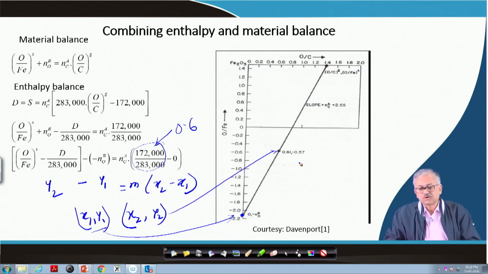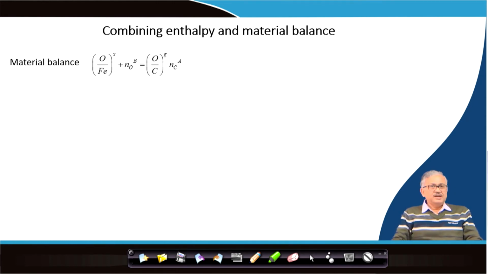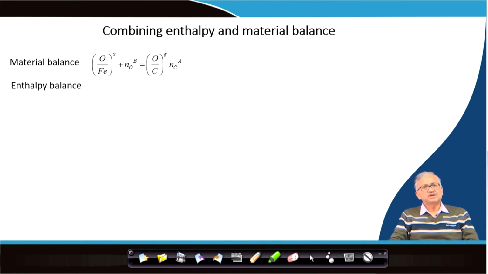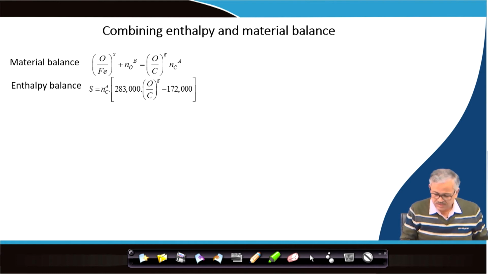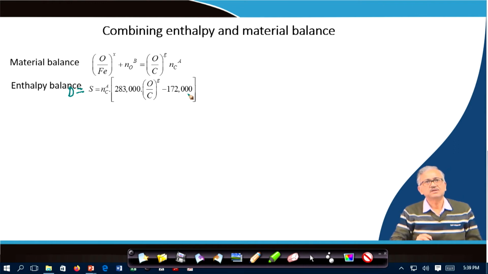And then on the operating line, we have done the enthalpy balance, and we have developed a relation where demand is equal to supply. We have also done the material balance, and the material balance statement is like this. Our enthalpy balance statement is like this, that is, the supply is equal to demand. So demand is equal to supply is equal to this thing, and the material balance is that.